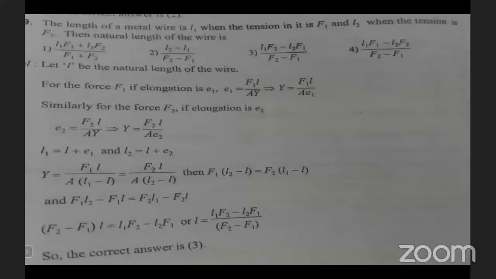So this is a very, very important problem. This is an NEET point of view problem. The length of a metal wire is L1 when the tension is F1, and L2 when the tension is F2. Then the natural length of the wire is? So the one-line question, see here: the length of the metal wire is L1 when the tension in it is F1 force applied, and L2 when the tension is F2. Then the natural length of the wire is?